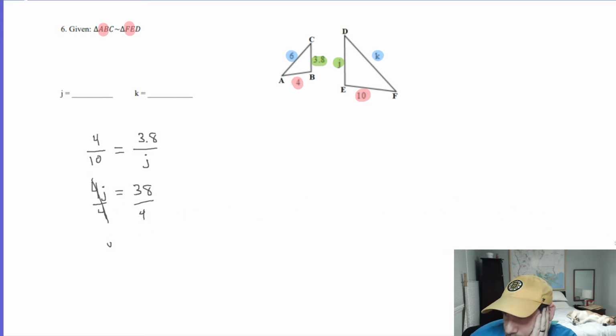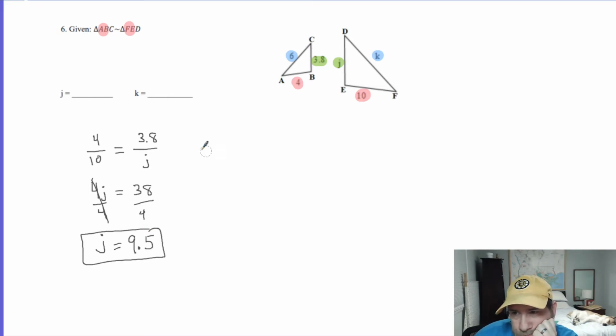And I don't think this comes out cleanly. We get J equals, what is it going to be? Half of 38 is 19, half of 19 is 9.5, so this must be 9.5. Just use your calculators.